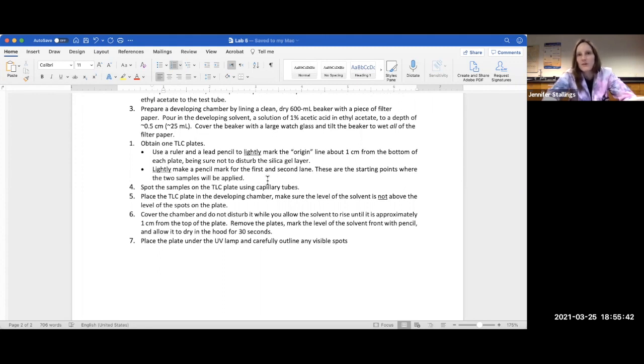So what I'm going to be looking for are the spots of my synthesized aspirin are going to look similar to my aspirin. And if they don't, if there's extra spots, then I'm going to assume that my synthesized aspirin is impure. There might be leftover salicylic acid, there might be leftover acid or acetic anhydride, there might just be leftover something in it, and it'll show up as multiple spots on my plate.